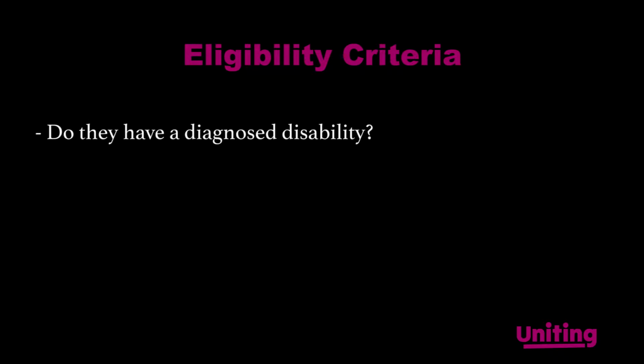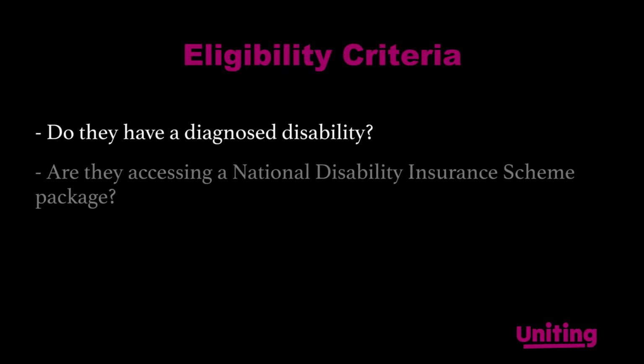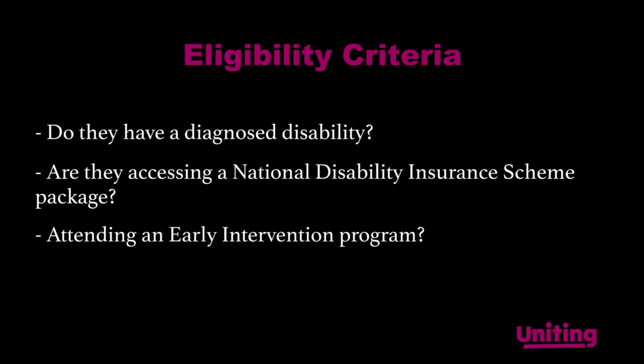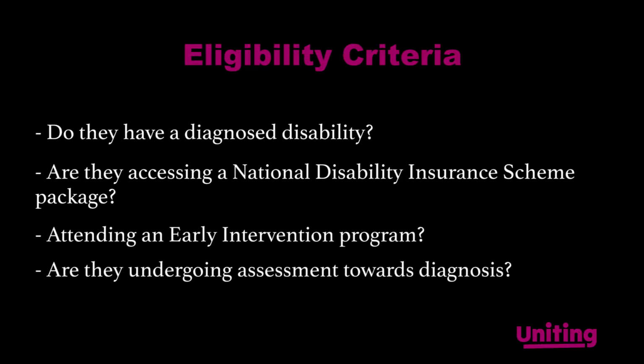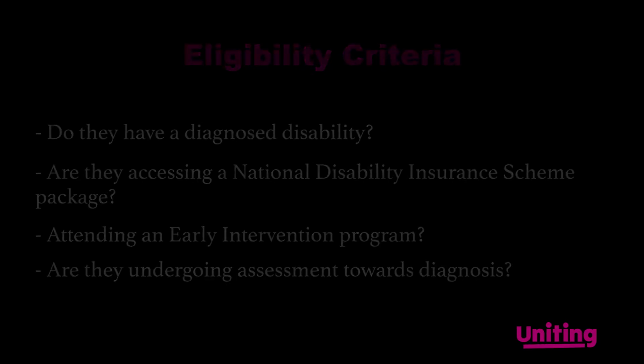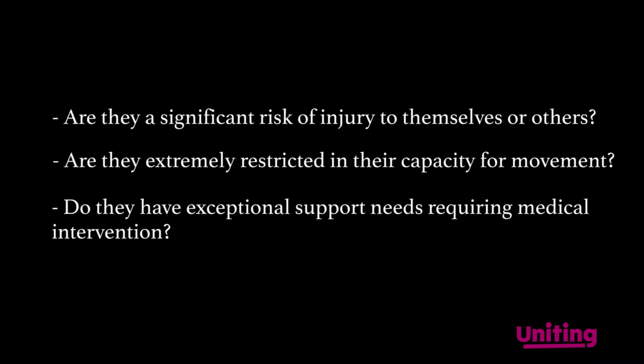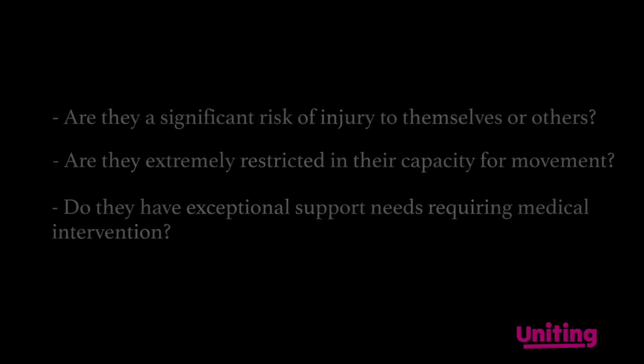Do they have a diagnosed disability? Are they accessing a National Disability Insurance Scheme package, attending an early intervention program, or undergoing assessment toward the diagnosis? If the answer is yes, you then need to assess if the child meets one of the following criteria. Are they a significant risk of injury to themselves or others? Are they restricted in their capacity for movement? Or do they have exceptional support needs requiring medical intervention? Once this is established, you can commence your application.